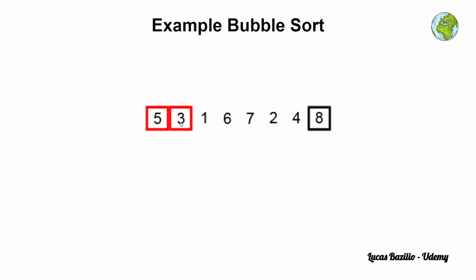Now we compare 5 and 3 again. 3 is less than 5. Now we go to 5 and 1. As we can see, 1 is less than 5, so 1 is going to be moved to the left, right? And we can do this over and over.